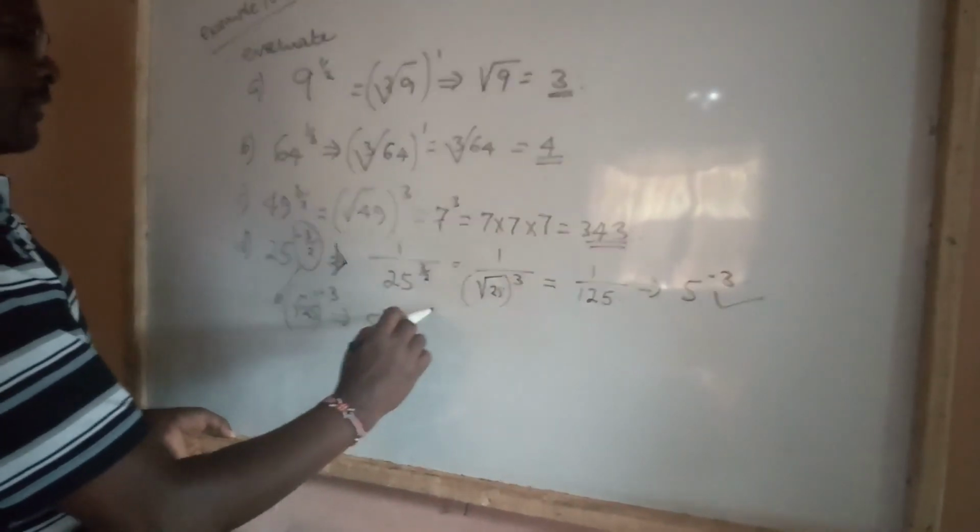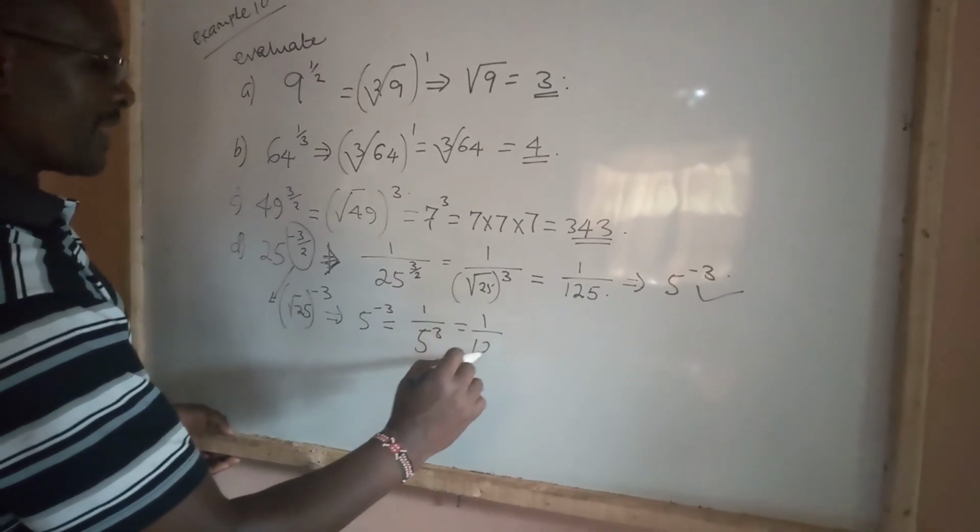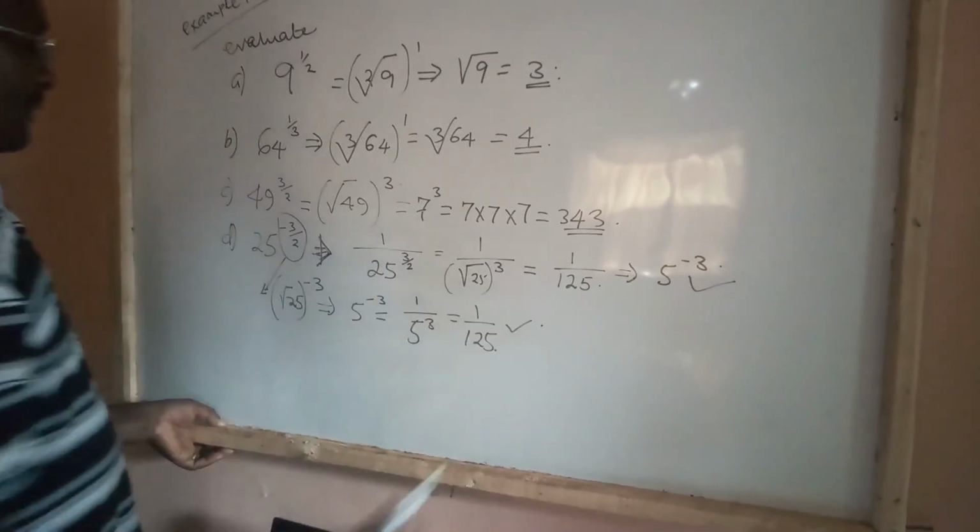It can also be written of 1 over 5 cubed, which is 1 out of 125. Either way, you are home.